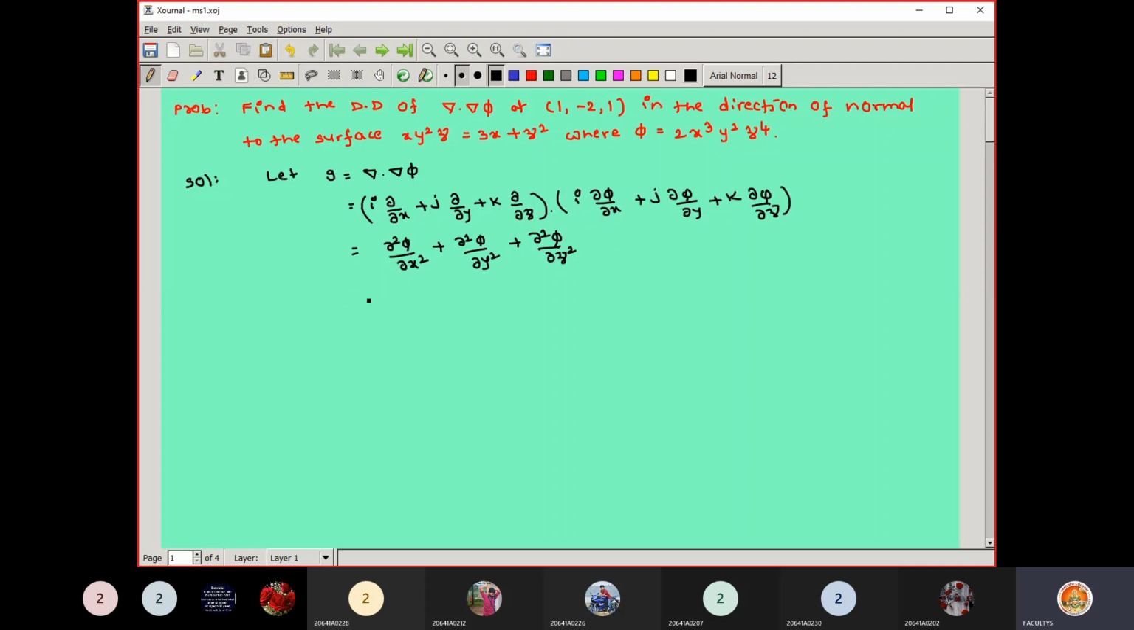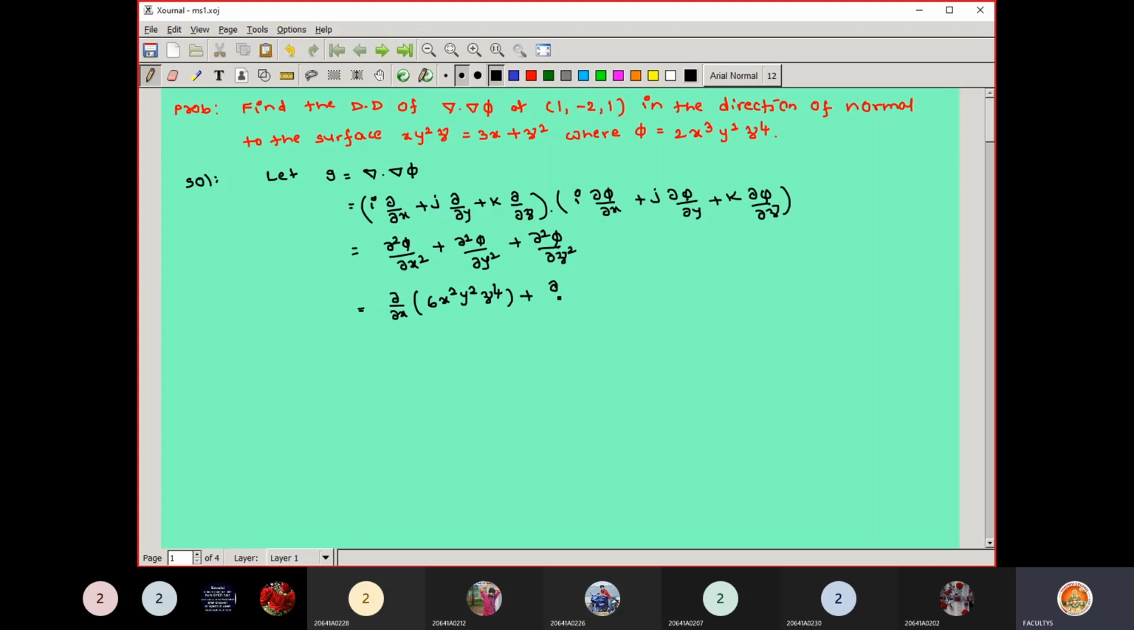Now we need to calculate the simplification of this. What is the meaning of dou square phi by dou x square? I can write it as dou by dou x of dou phi by dou x. So what is phi? Already they have given phi is 2x cube y square z power 4. So dou phi by dou x is 6x square y square z power 4. Directly I am writing here.